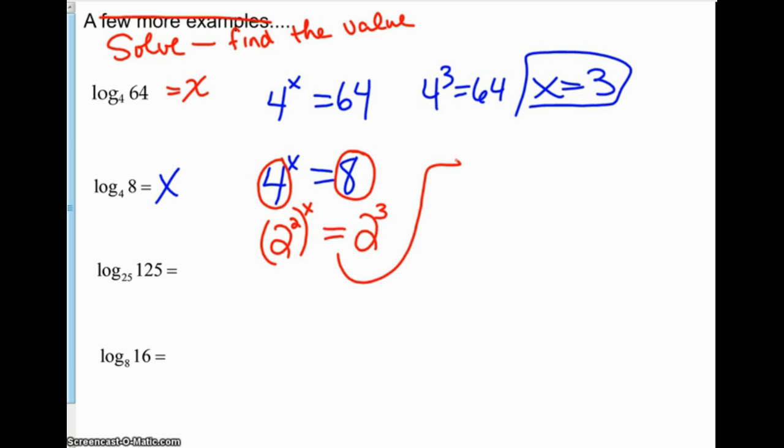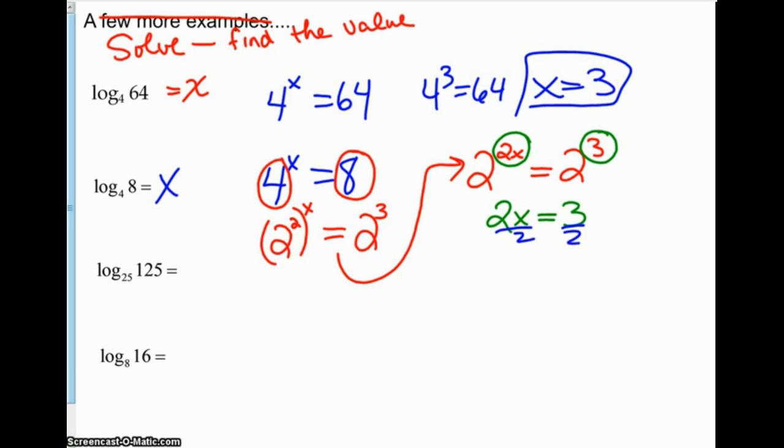Now I'm going to go back up here. 2 squared to the x is really 2 to the 2x, equals 2 to the third. 2 raised to the power of 2x is the exact same value as 2 raised to the power of 3. What that tells me is that 2x has to equal 3. If the bases match, then the exponents must be equal. If 2x equals 3, I can divide both sides by 2, and x must equal 3 halves, or you can say 1.5. Okay?